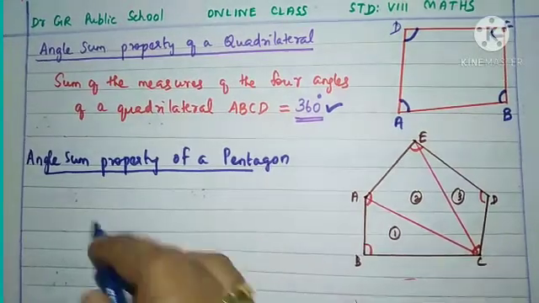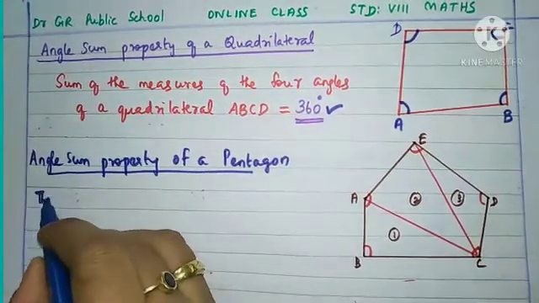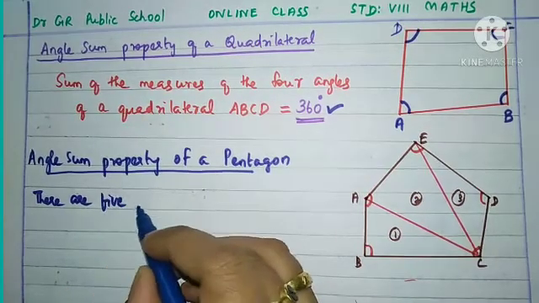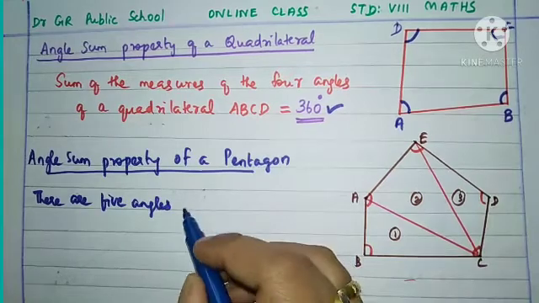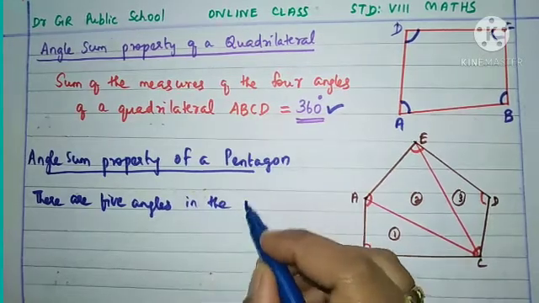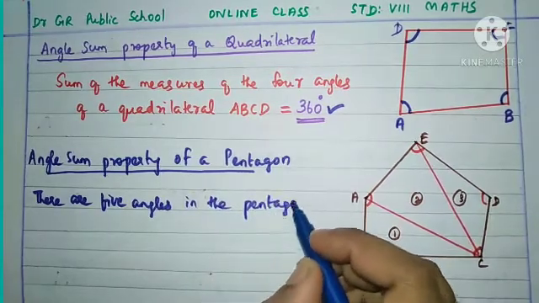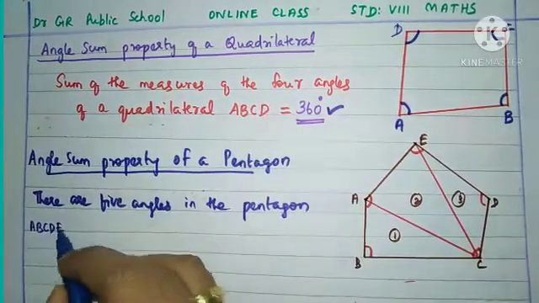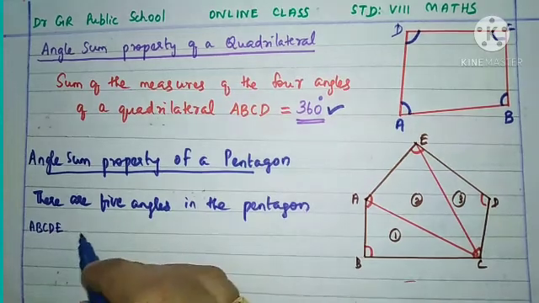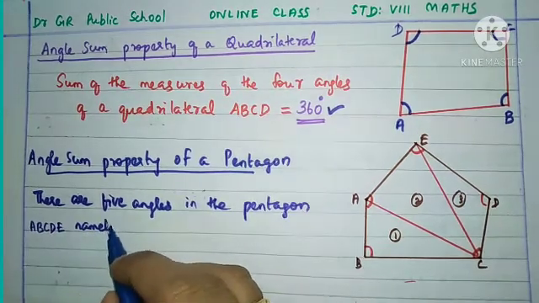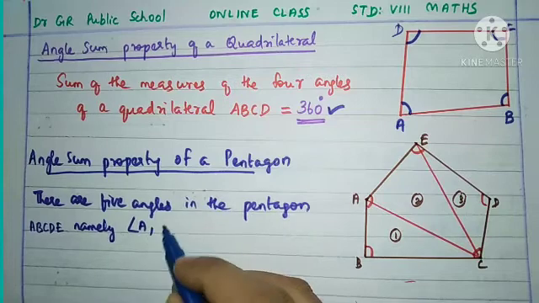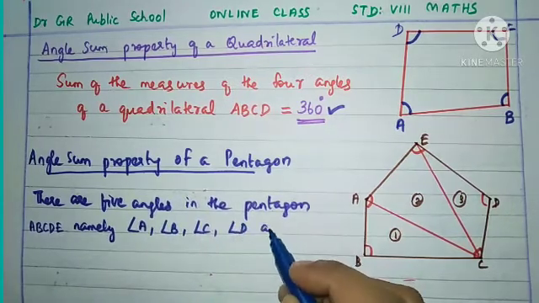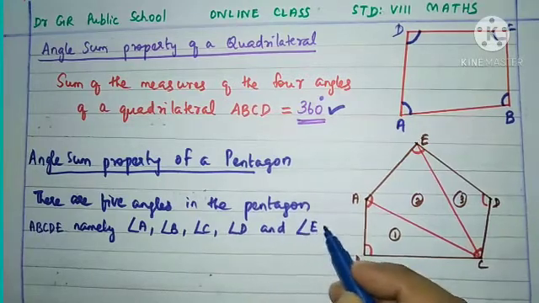So I am writing here, there are 5 angles in the pentagon ABCDE. The name of the pentagon is ABCDE. And what are those 5 angles? Namely, angle A, angle B, angle C, angle D and angle E.